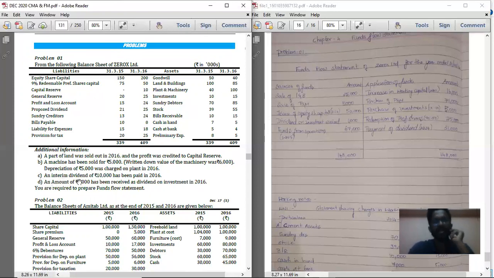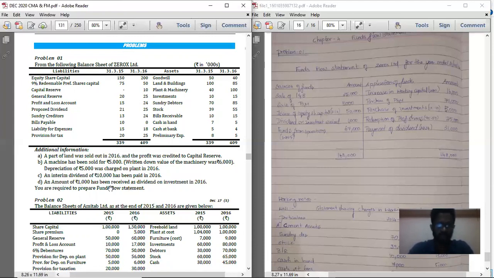Point number C, an interim dividend of 10,000 has been paid in 2016. There is payment of dividend, which is nothing but application of funds. So you should directly take it to the application of funds, payment of dividend. See, they have paid an interim dividend of 10,000. And also there is a proposed dividend from the previous year ending, 21. So 21 should be paid in the current year. So 21,000 plus 10,000 interim dividend, that is 31,000. Total payment of dividend is 31,000. So in the application of funds column, payment of dividend 31,000. When we are solving this problem, you will find how to calculate the different items.